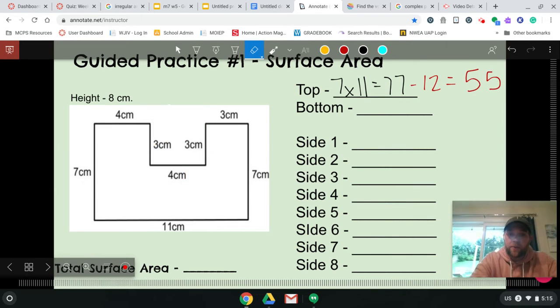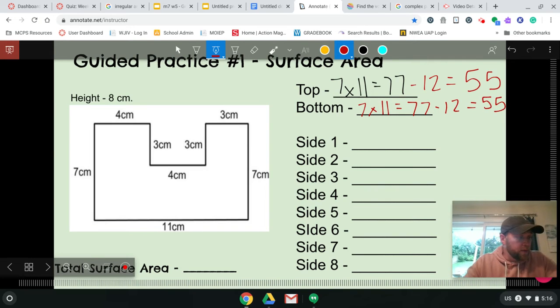Now remember, just like we were doing last week, the top and the bottom are the same amount. So that means that the bottom work would also be 7 times 11, which we got 77. And then we subtracted that piece that's been taken out, that gives us 55.